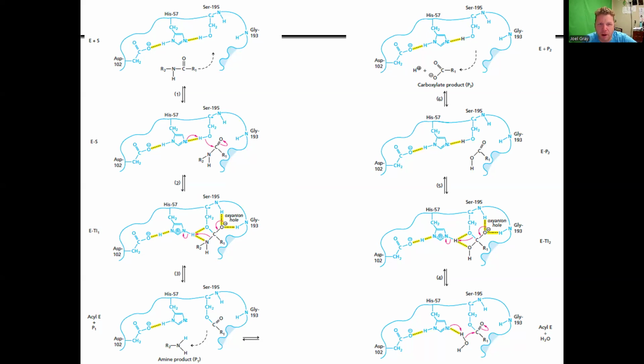Now, what's lacking from the model that I showed you previously is just this glycine residue, this Gly 193 right here. What that's going to do is work alongside the N-terminus of serine 195. And that's going to help form this oxyanion hole. And that oxyanion hole is going to basically help properly position our peptide.